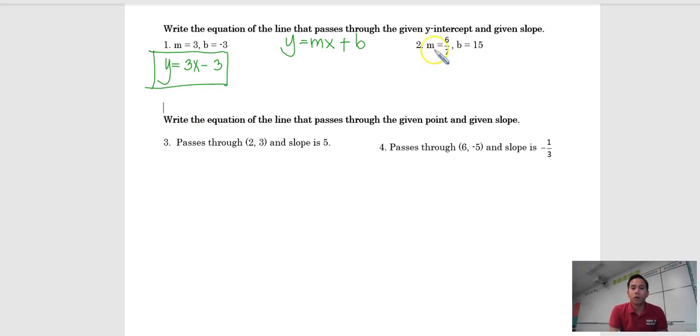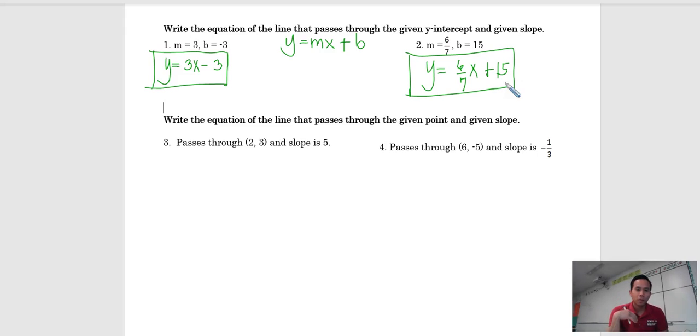Next, we have the slope is 6/7, and b is equal to 15. So y is equal to 6/7x as a slope plus 15. And you are done writing the equation of the line. Again, this is just a review of your Algebra 1 class. Now let's proceed with the next example.